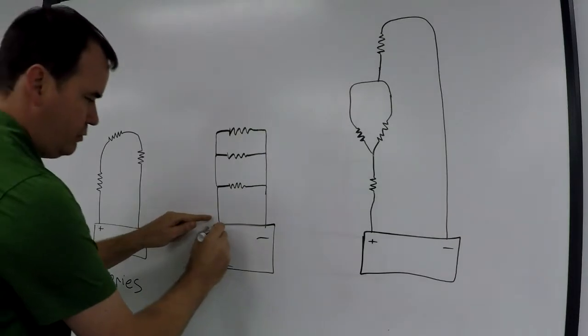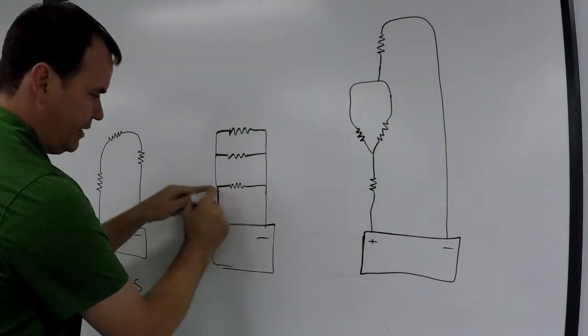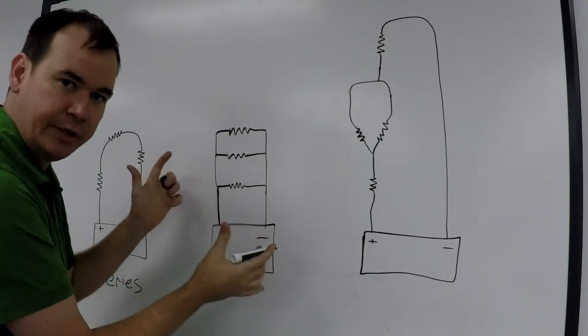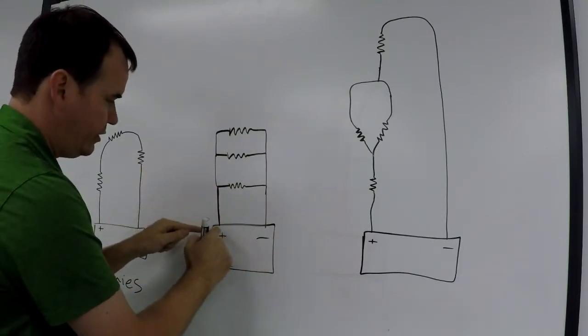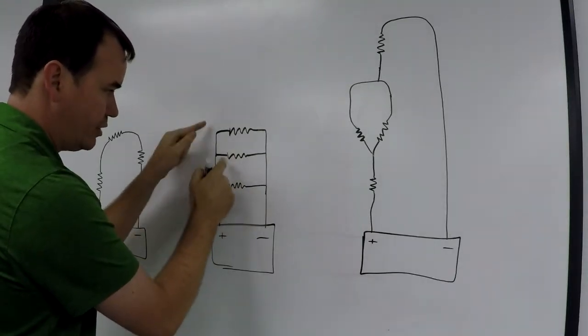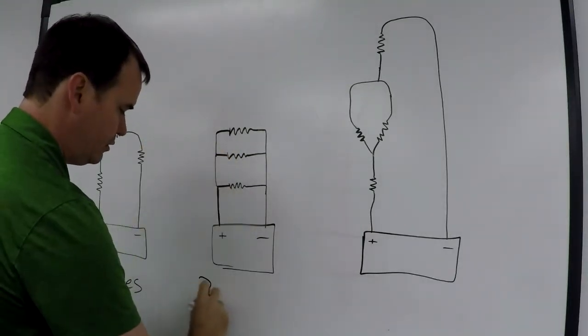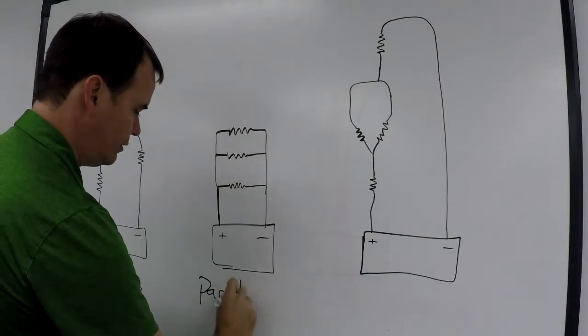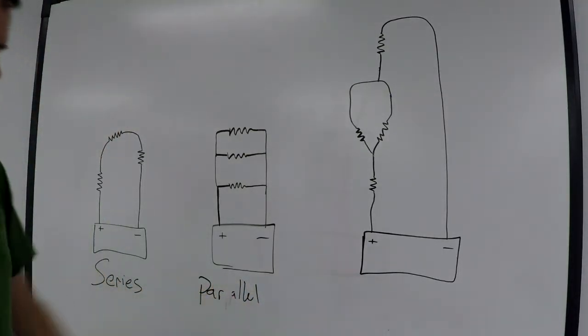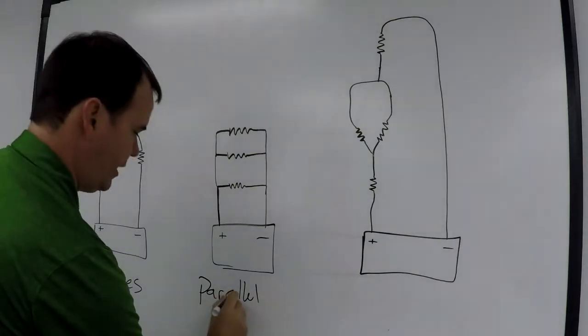If the flow makes a split somewhere and can go multiple directions, that's a parallel circuit. All right, so here it goes up and it can either go to this one or this one. So it's going to go to both. It's going to go to this one or this one. So that's a parallel.